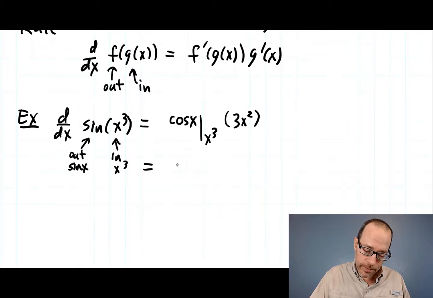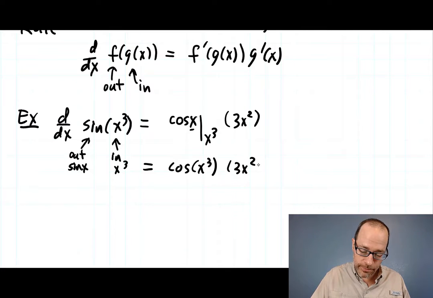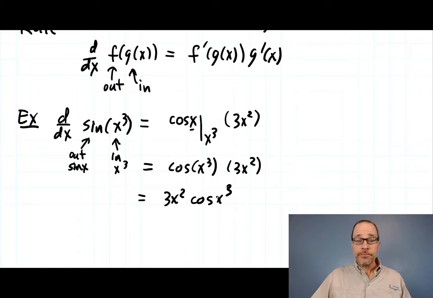So you have to change this x here to x cubed, so the answer is cosine of x cubed times 3x squared. Most people will put the 3x squared in front so that you don't need the parentheses. Okay. All right, next example.